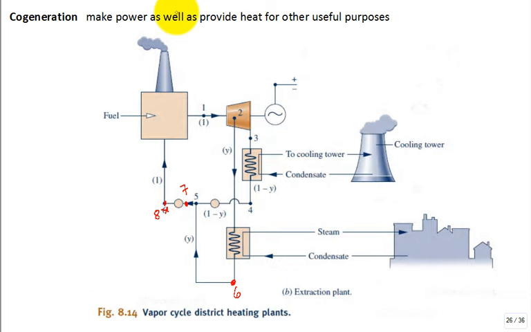Cogeneration, another concept to be exposed to. So you want to make power, but sometimes you also want to provide heat. And a lot of times in a power plant, you have some low-grade steam that's still hot, but it's not going to make a lot of work, but it can be used for some other useful purpose, especially if you live in Chicago or New York or some other major metropolitan area. You can have a steam district which provides steam to many buildings.